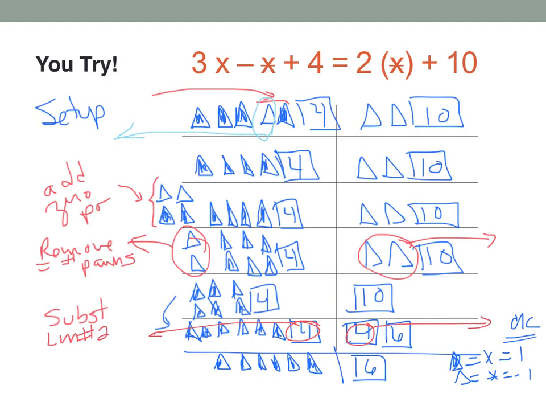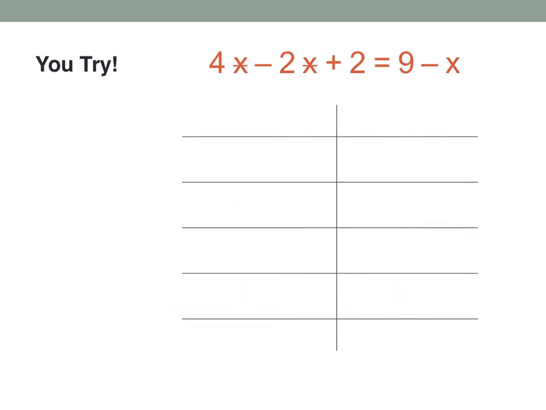And so for this one, we've got a couple more steps to do, but you can add those 0 pairs. Of course, you can do it with adding equal number of pawns to both sides as well. Here you go. Try this one. Pause the video and try it, and then come on back.